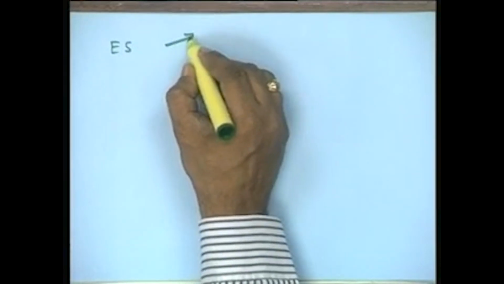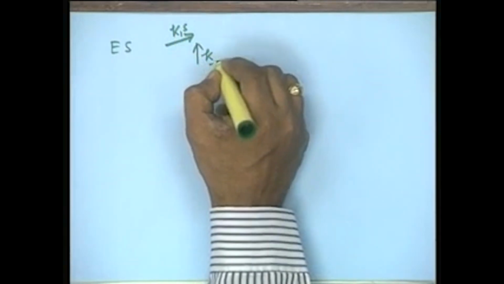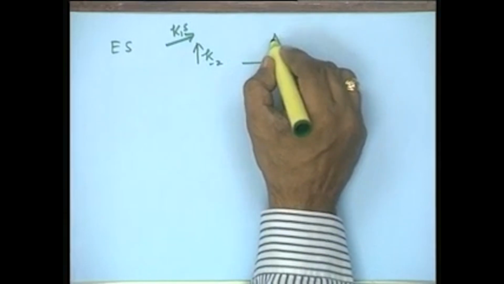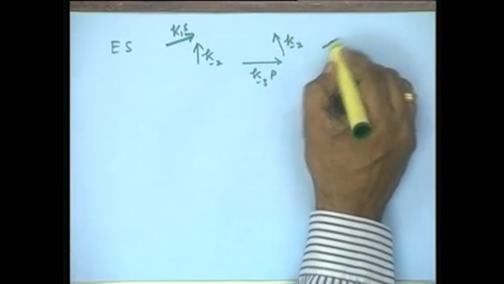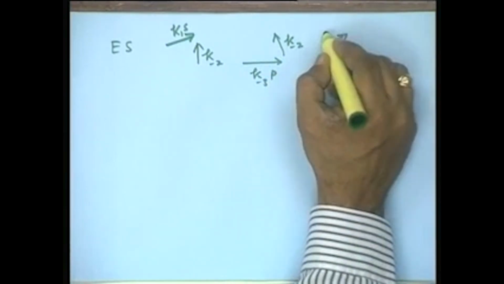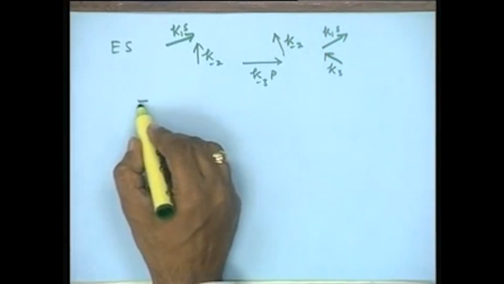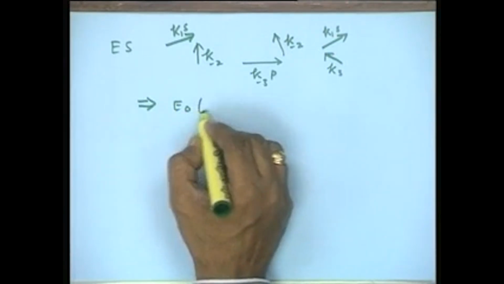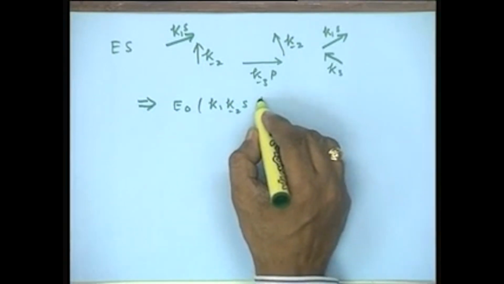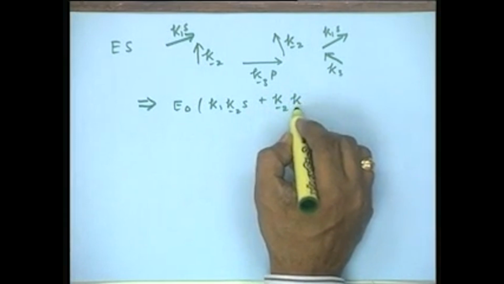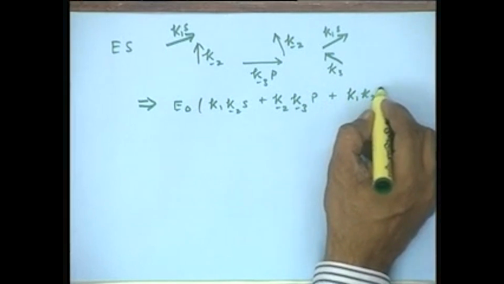Now, similarly, you can write for Es, the Es will be given by again three different patterns. This one, here it is your K1S and K minus 2, K minus 2, K minus 3P and K1S and K3. Here also you will notice that the concentration of E will be E naught, K1, K minus 2 into S plus K minus 2, K minus 3 into P plus K1, K3 into S.